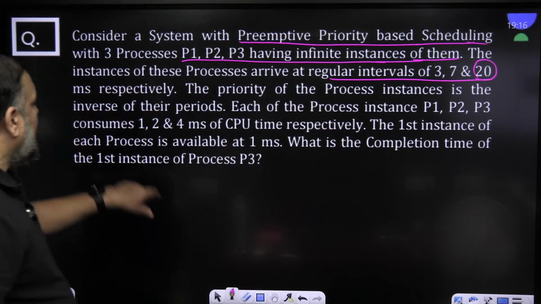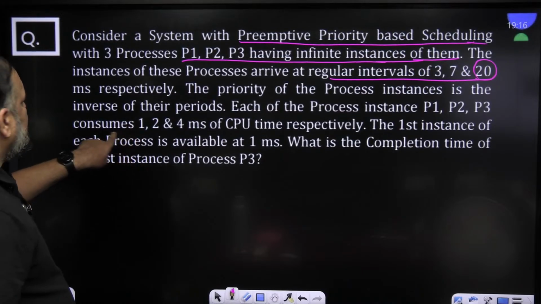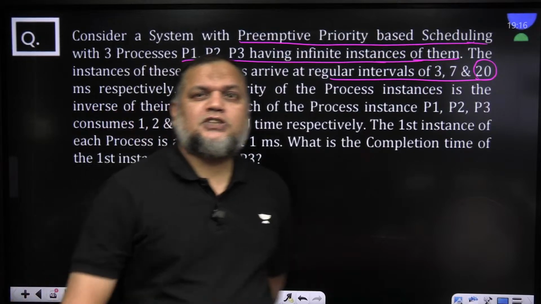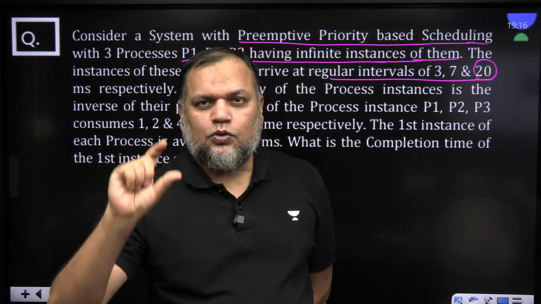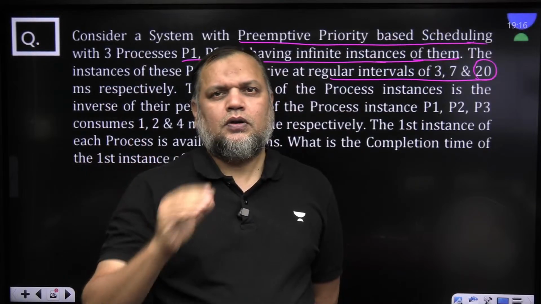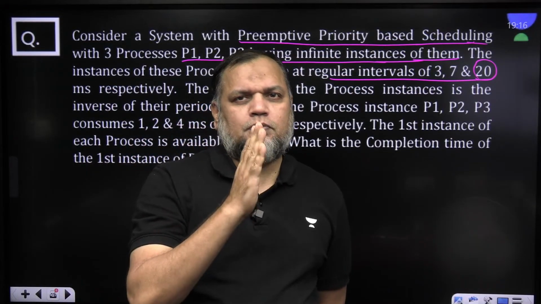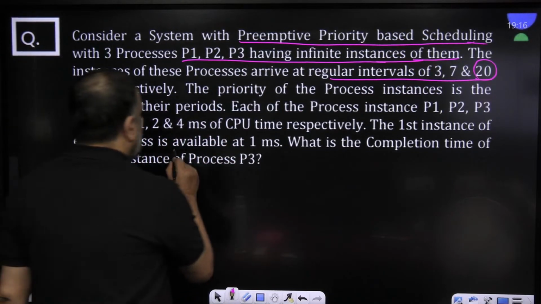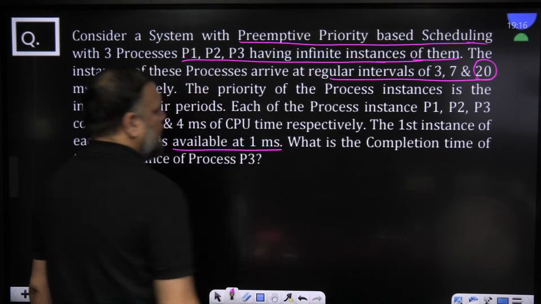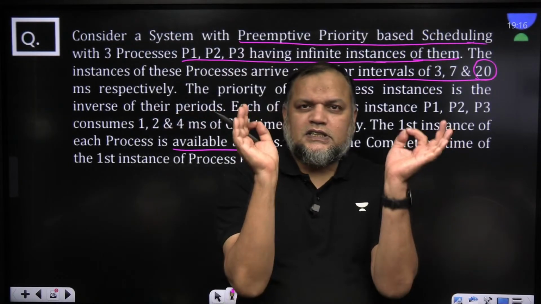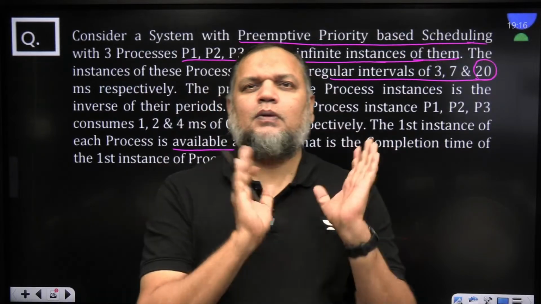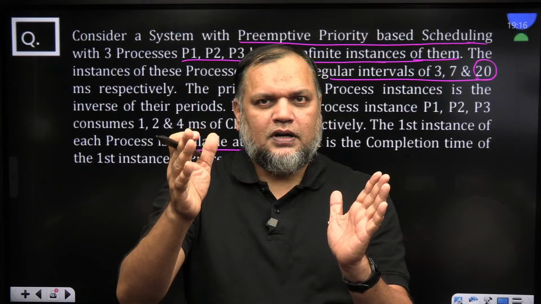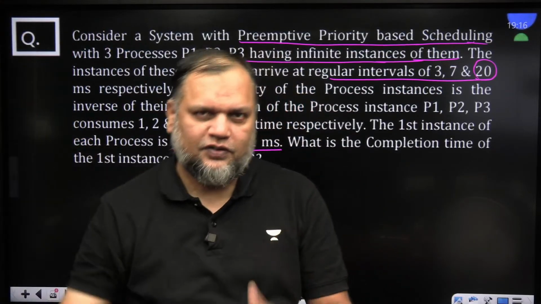फिर उसके बाद देखिएगा. Each of these process instances P1, P2, P3 consumes 1, 2 and 4 milliseconds of CPU time respectively. मतलब burst time of P1 is 1 unit, burst time of P2 is 2 units, burst time of P3 is 4 units. मतलब हर एक instance consume करेगा CPU time 1, 2 and 4. Very good. The first instance of each process is available at 1. हमने कहा 0, यहां पर दिया गया है 1. First instance of each process is available at 1, not 0. So 1 से आपको period add करना है, 1 plus 3, right? 4, 4 plus 3, 7, 7 plus 3, 10, इस तरीके से.